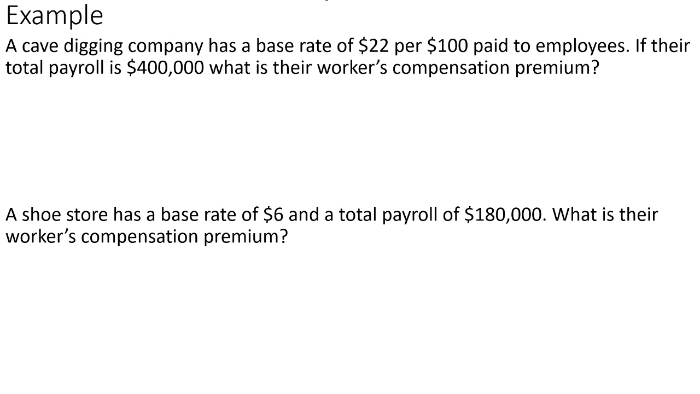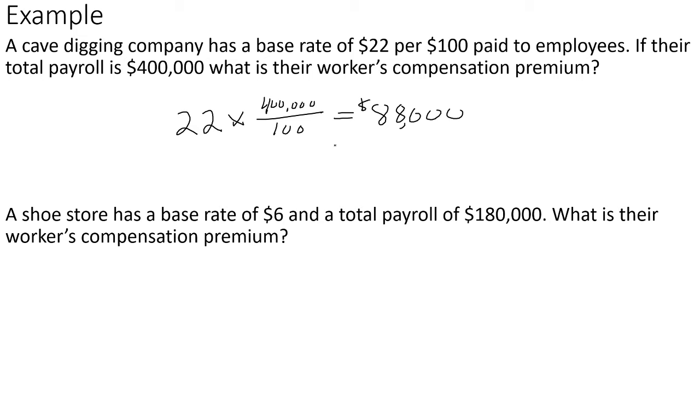So, a cave digging company has a base rate of $22 per $100 paid to employees. If the total payroll is $400,000, what is their workers' compensation premium? The base rate here is 22, so we take 22 times their total payroll of $400,000, and divide that by 100 to figure out how many hundreds of dollars they spend. Multiply that out and you end up with about $88,000. And this is a yearly amount, so it's not $88,000 a month, but $88,000 a year.